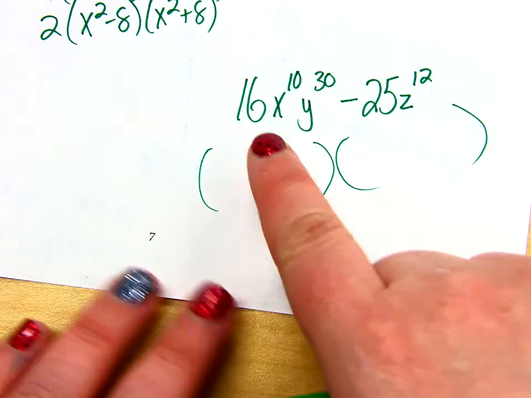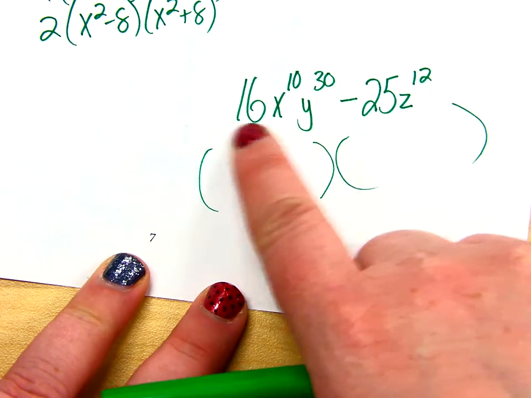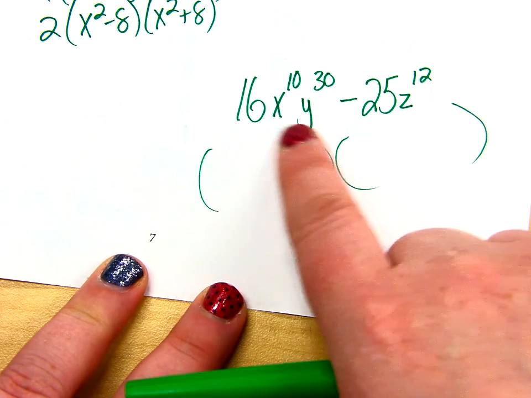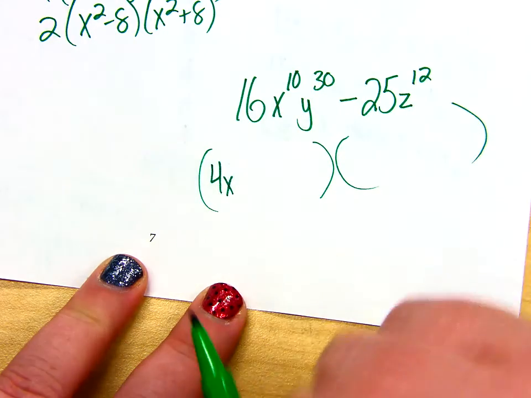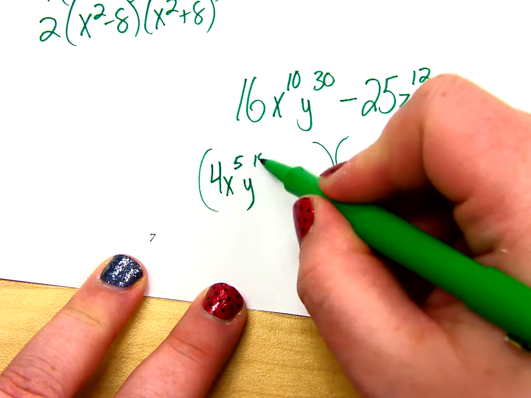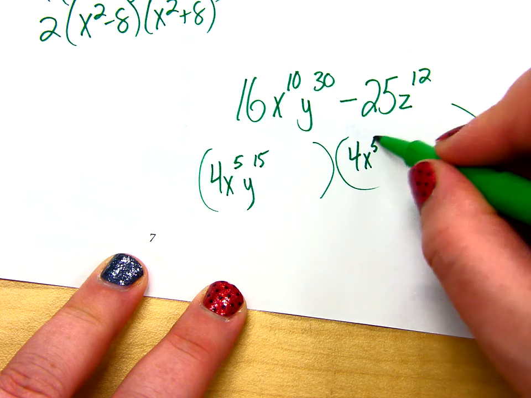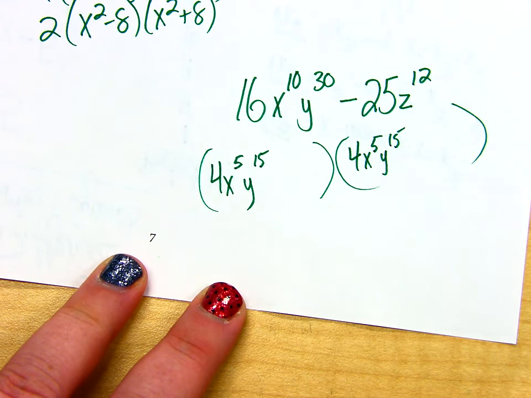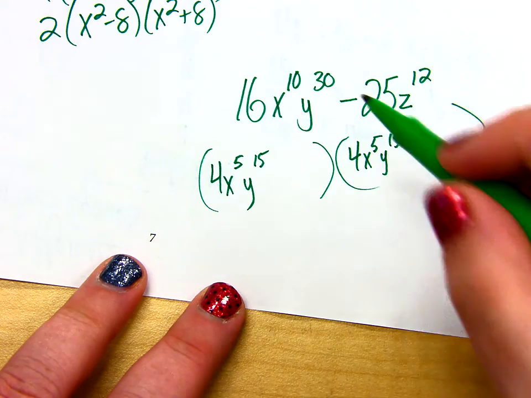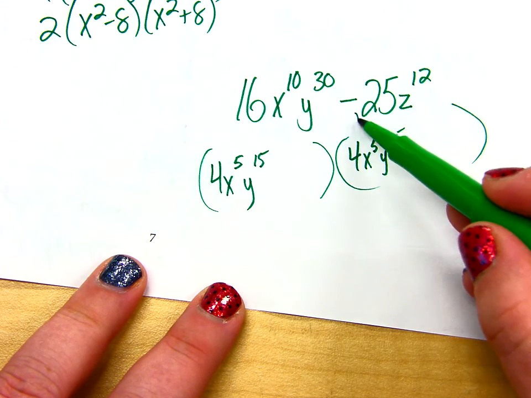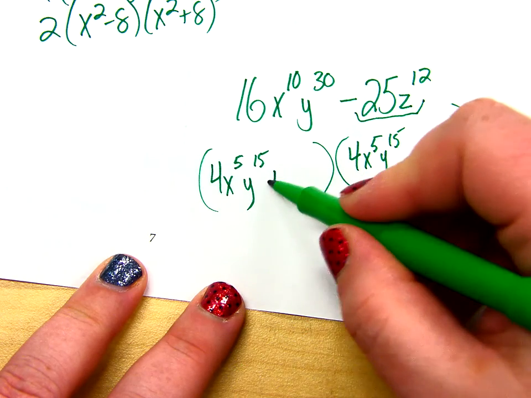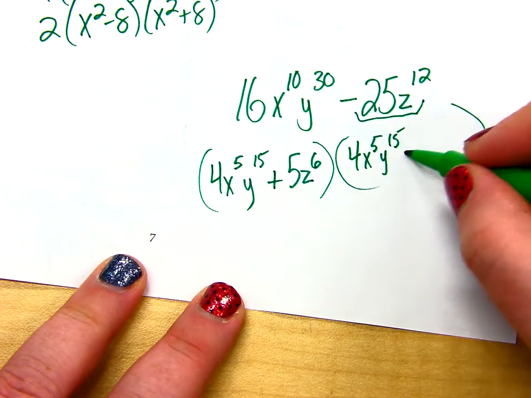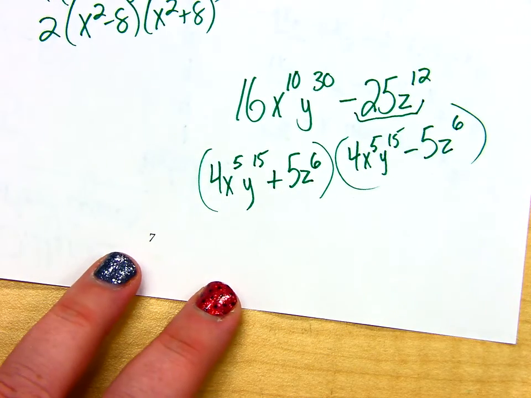Just be careful. What is the square root of this first term? 4 x to the 5th, y to the 15th. So that's my first one. Doesn't matter if it's an exponent, it just has to be even. And then I just need the square root of this, 5z to the 6th. So one's a plus 5z to the 6th, one's a minus 5z to the 6th.